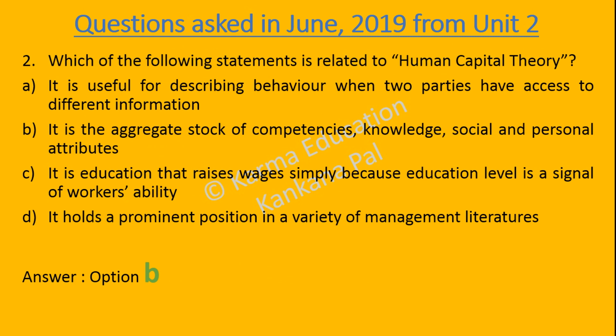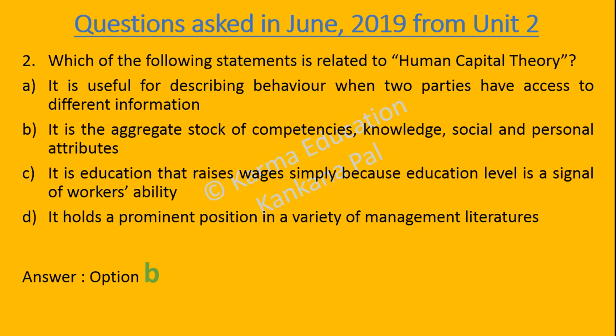Next question is, which of the following statements is related to human capital theory? Option A, it is useful for describing behavior when two parties have access to different information. Option B, it is the aggregate stock of competencies, knowledge, social and personal attributes. Option C, it is education that raises wages simply because education level is a signal of workers' ability. Very important. And then option D, it holds a prominent position in a variety of management literatures.